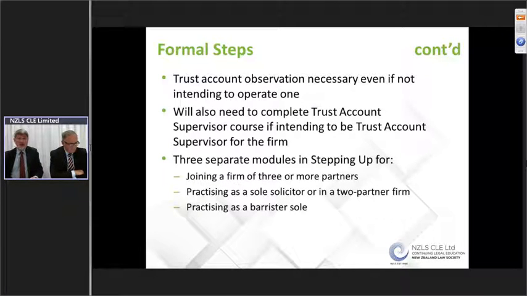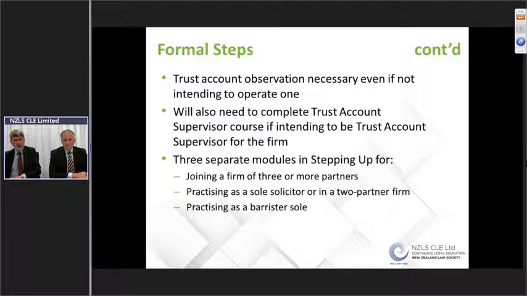If you are intending to operate a trust account, or if you're intending to become the trust account supervisor of a firm, then you will also need to do the trust account supervisor course. It's not essential for going into practice on your own account if you're not operating a trust account, or if you're going into a firm where you won't be the trust account supervisor. But as an add-on, as an additional course, you will need to do it if you are going to operate a trust account.